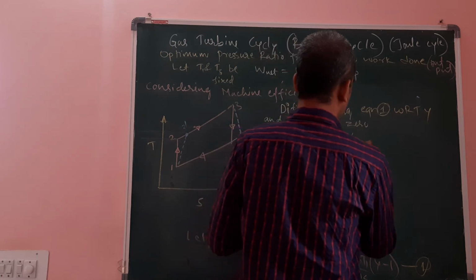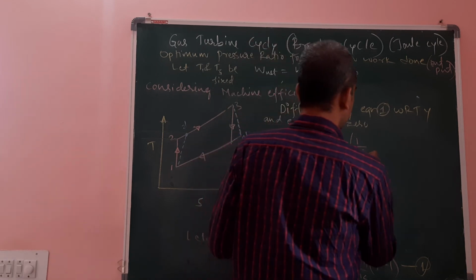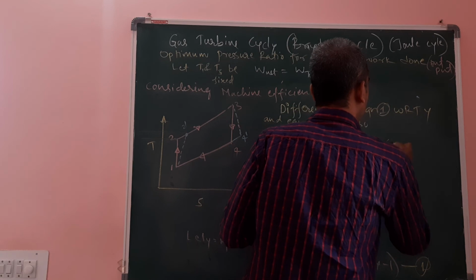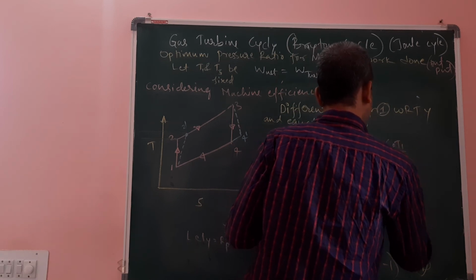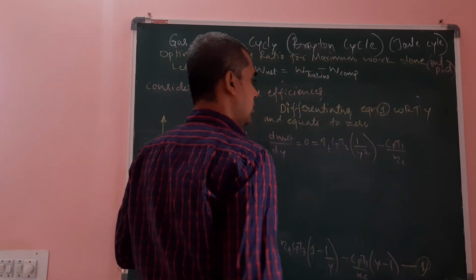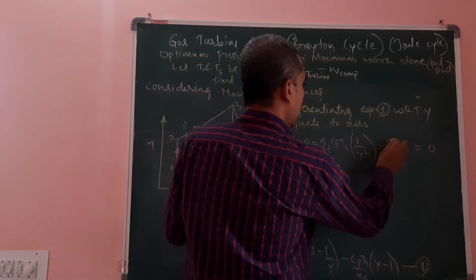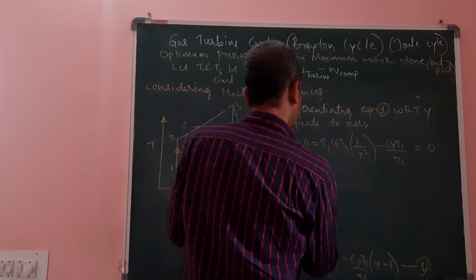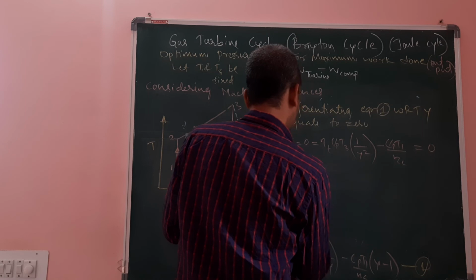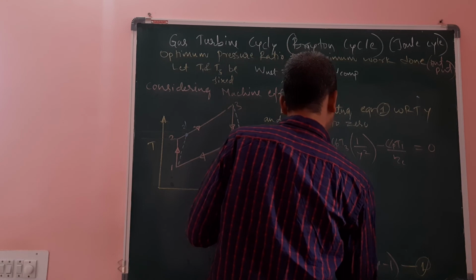minus 1 by y square. Therefore, 1 minus 1 by y square, minus into minus becomes plus, therefore 1 divided by y square. Now, Cp T1 divided by eta c remains constant. Differentiation of y is 1, differentiation of minus 1 is 0. These terms will cancel because it is equated to 0. Therefore, what will happen is eta t into T3 divided by y square is equal to T1 divided by eta c.